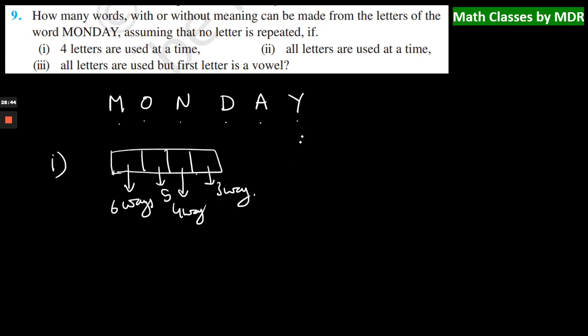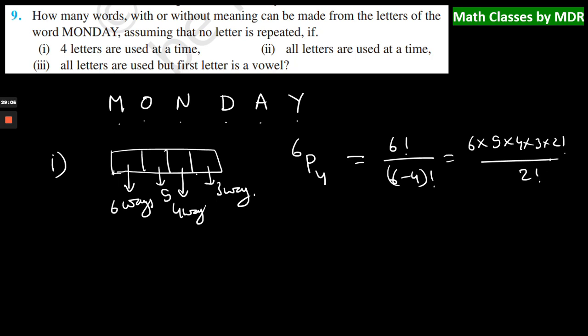Or you can write it in the formula, that is, out of 6 we are trying to arrange 4. So 6P4, right? Out of 6 letters we are trying to arrange only 4 letters. Then that will be equal to 6 factorial by (6 minus 4) factorial, which is equal to 6 into 5 into 4 into 3 into 2 factorial by 2 factorial. So this gets cancelled, and this is 30, 120, 360. We can get 360 words when we use 4 letters at a time.